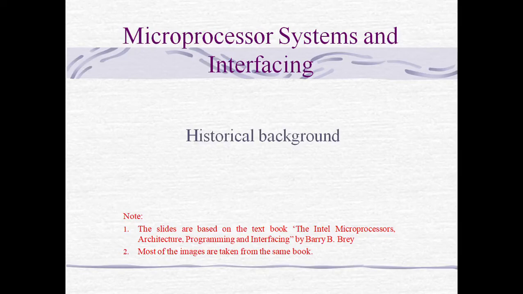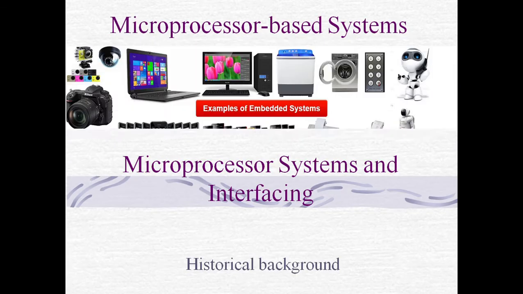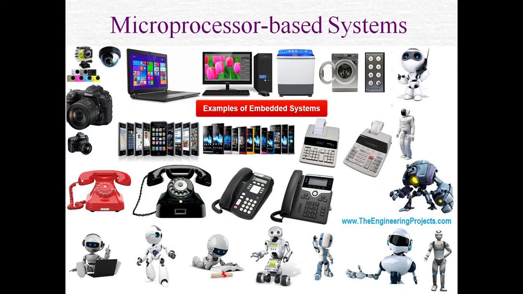In this lecture on microprocessor system and interfacing, I will give you a brief overview of the historical background of the computer systems and in particular of microprocessor systems. Microprocessor based systems are everywhere. They are used in telephones and mobile phones, personal computers, washing machines, robots, for example in fuel systems, petrol pumps, and everywhere. So they are being used in many components of our daily lives.